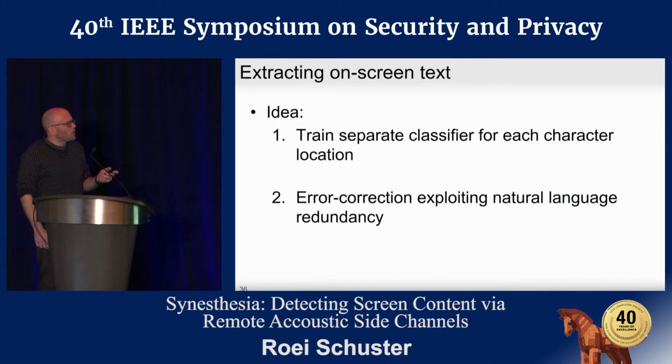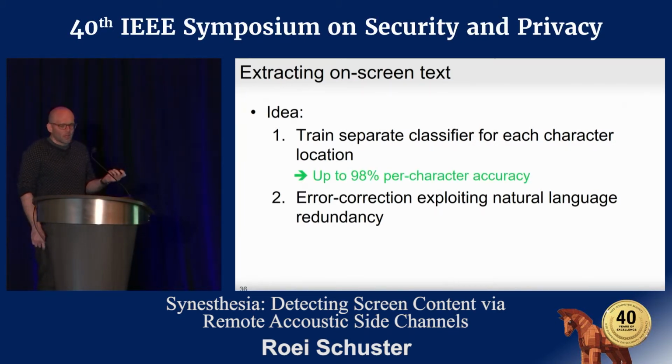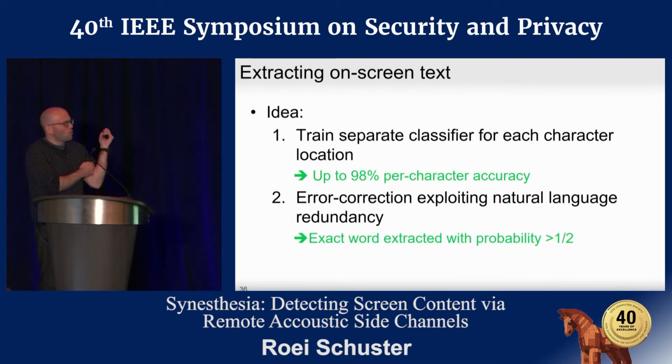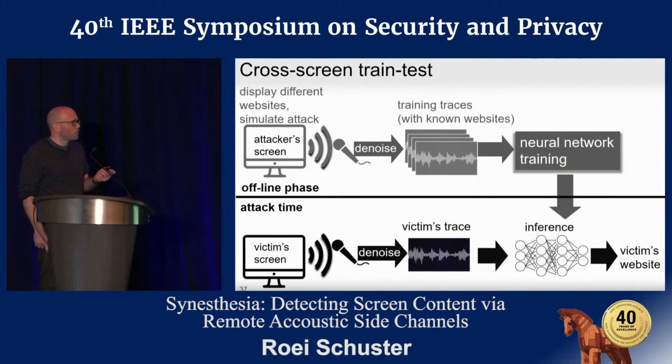And we applied error correction using the fact that the victim is not typing gibberish, it's typing English, and specifically words. And so our per-character accuracies get pretty high, and in over half of the cases, we could extract the exact word, and this is the exact word out of thousands or tens of thousands of possibilities. So again, an open world. There are some limitations to this attack. We used a large monospace font and a known layout, but still it extracts pretty fine-grained information, and that's nice.